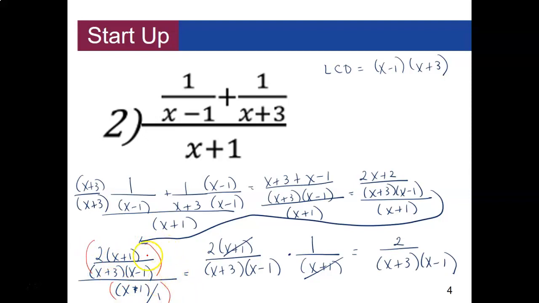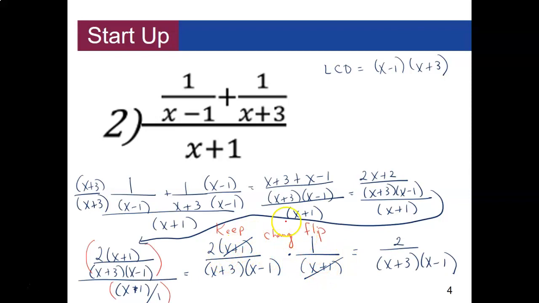And if you remember, when we have a fraction divided by a fraction, we do keep, change, and flip. Okay, so we're going to keep the first one the same, change it to multiplication, flip the second one. So we're flipping this one.